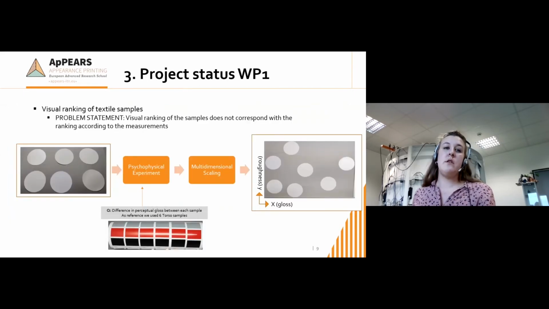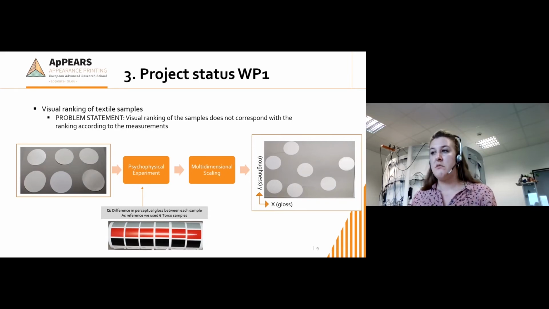Another problem with gloss appearance is the visual ranking, because the visual ranking of the samples does not correspond with the ranking when you measure it. And since we got the textile samples from a FOGRA member, we wanted to investigate that more on those samples.